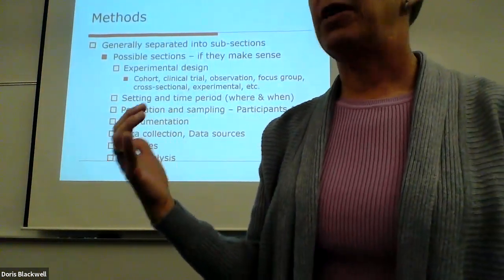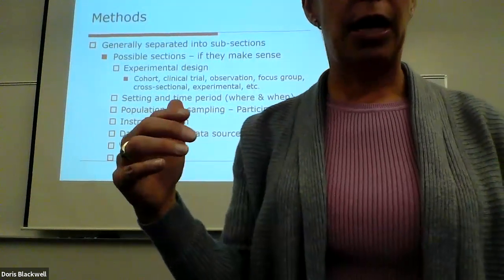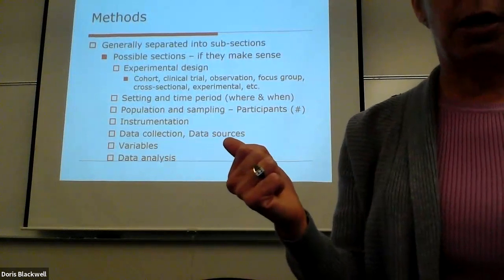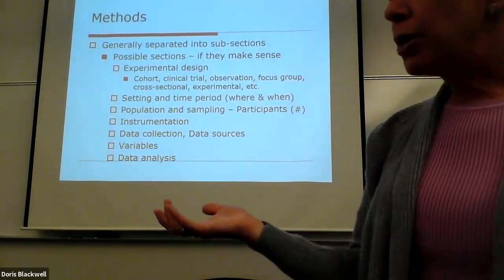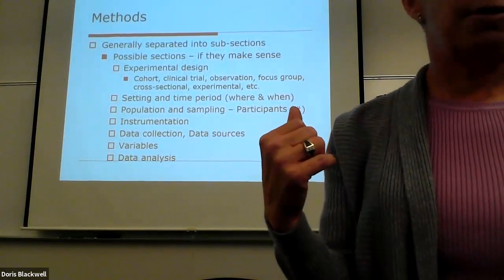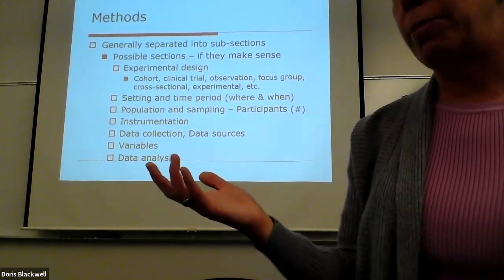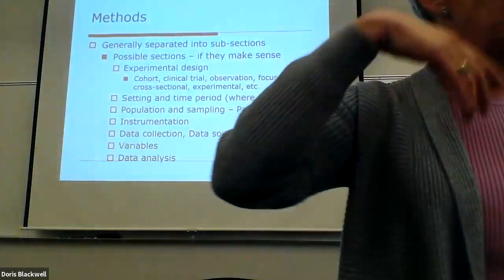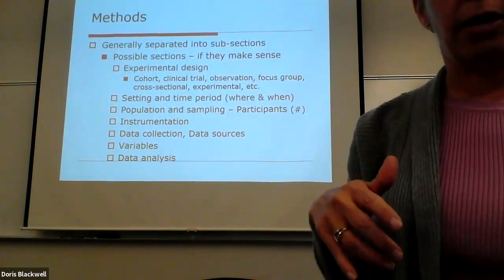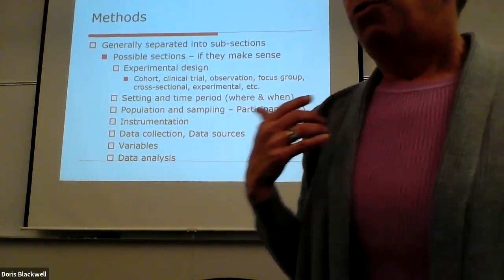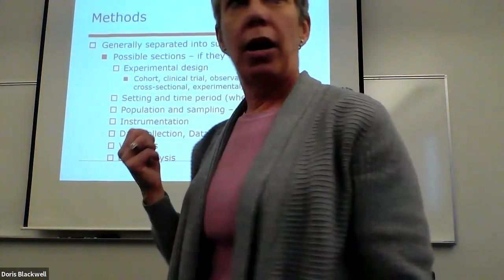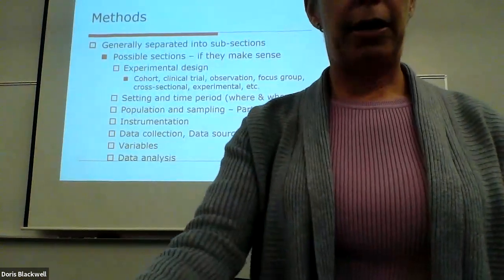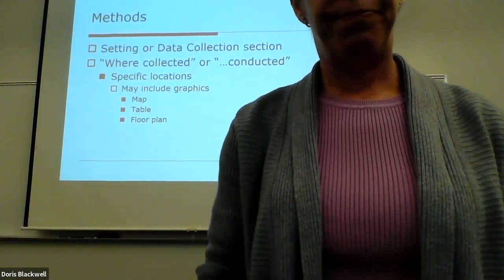We want to talk about the setting and the time period when we did our study. What was the population, or what was the sample that we conducted our study on? What instruments did we use? How did we do data collection? Or what were our data sources? So maybe we went out and collected some microorganisms at Lake Mead, or maybe we used a secondary data set. But we need to be very clear about that. What were our variables? So what were our dependent variables and what were our independent variables? And then we typically conclude the methods section with the data analysis section.